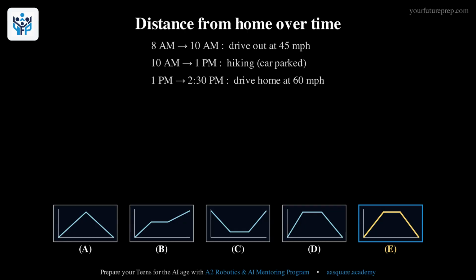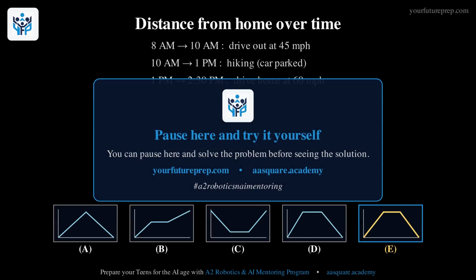The 5 answer choices are all distance versus time graphs, labeled A through E. You can pause here and solve the problem before seeing the solution.